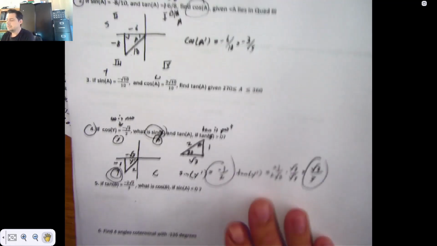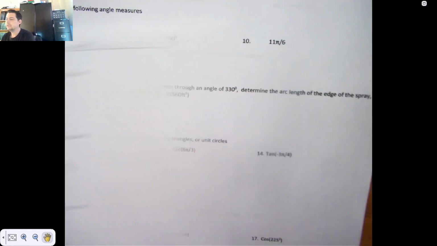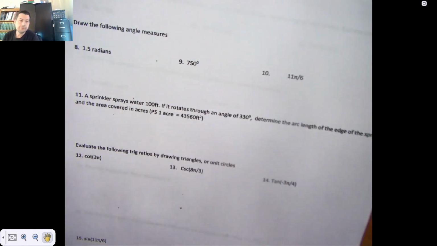I'm not going to do 6, nor am I going to do 7. If you don't know how to do that, you find me and ask me. I'm not going to go over any of the drawing. You just need to know your little formulas here. I don't want to do 11 because you need to figure that one out. If not, you can ask.